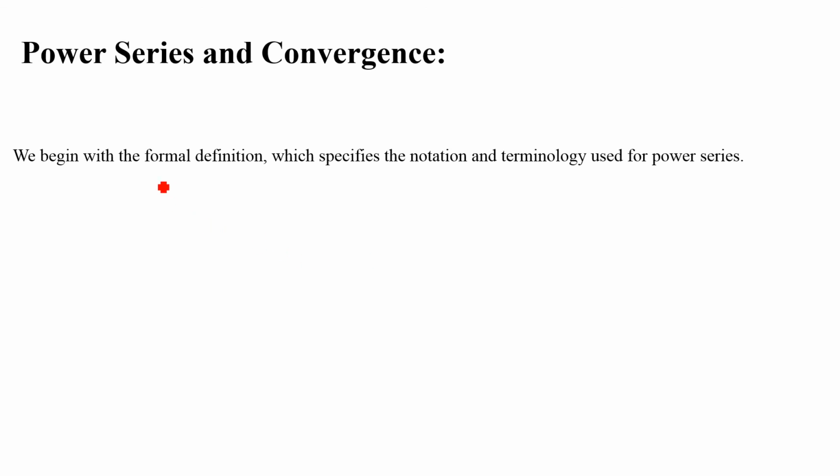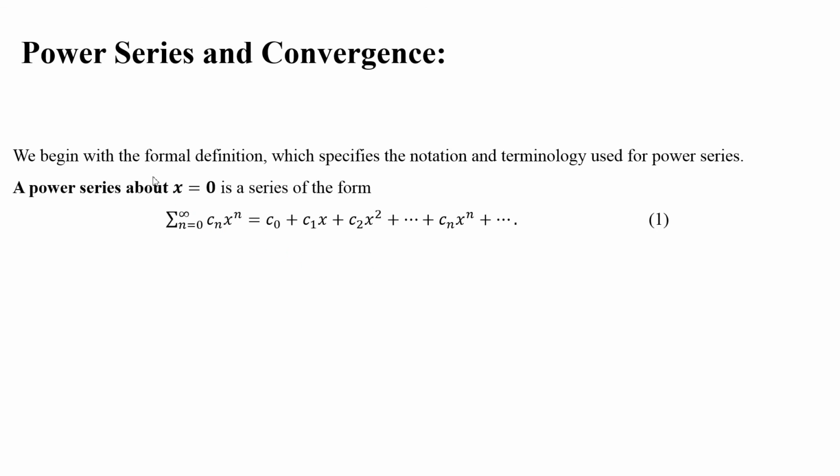So here is the formal definition of the power series. A power series about x equal to 0. So this is very important. About x equal to 0. This x equal to 0 is the center of the power series. So a power series about x equal to 0 is a series of this form, sigma c_n x^n, where n varies from 0 to infinity. Now you can see that this looks like a polynomial but its degree is infinite, right?